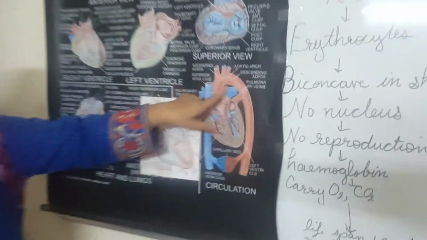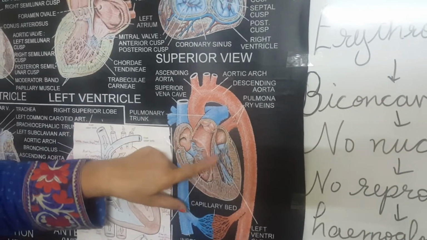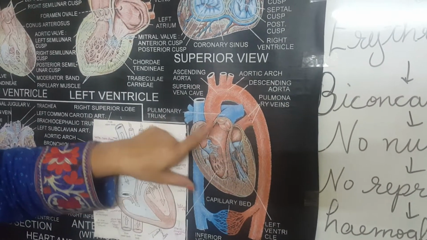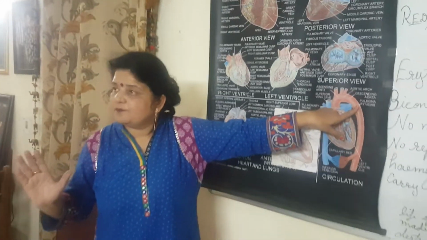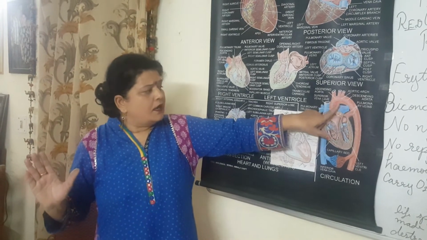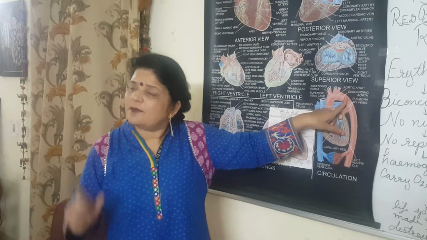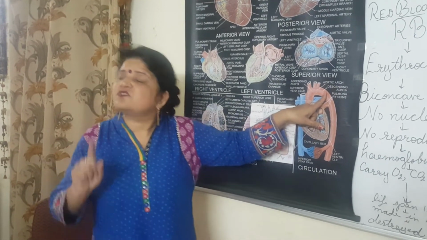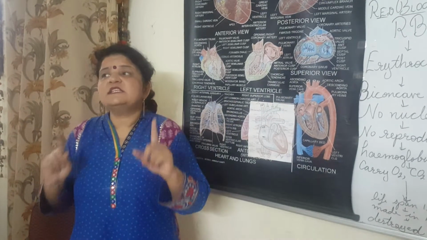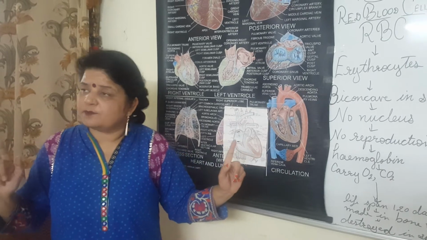Now this is the biggest artery, the aorta. Once the blood is pumped from the left ventricle, it goes to the aorta, and the aorta takes the blood to all the parts of your body. Clear? Now, when I am talking about arteries, I am talking about the pure blood, the oxygenated blood, the blood which is rich in oxygen, and this blood is carried by arteries to each and every part of the body.